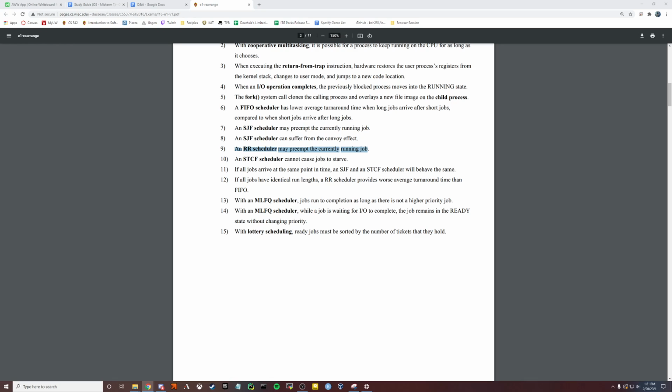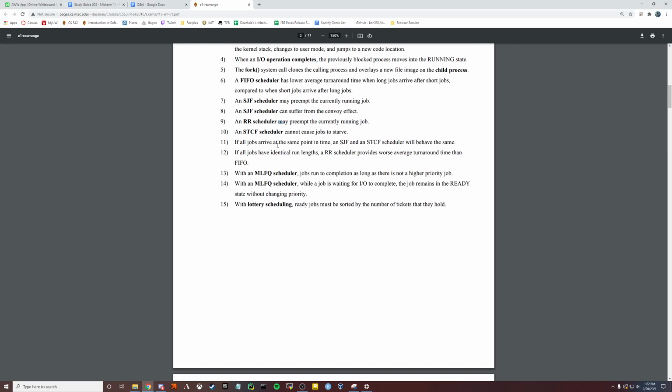And then it says FIFO and SJF are non-preemptive. Then in parentheses it says never deschedule a running process. So it does seem like descheduling a running process would be preempting it. Yeah, I think 9 is true. All right, yeah, I think 9 is true as well. And then what's STCF? STCF is, oh God, where'd it go? Shortest time to completion first.